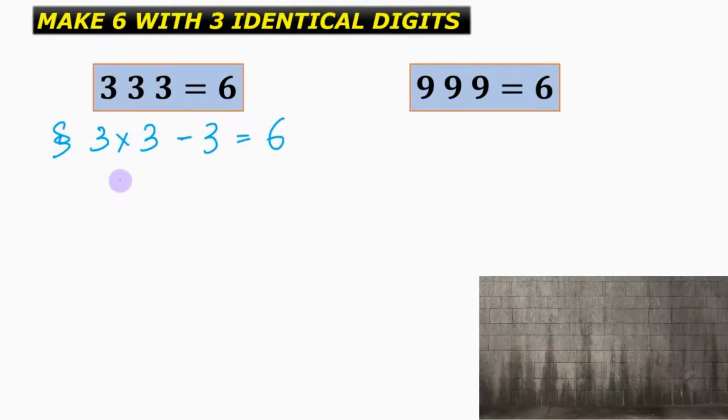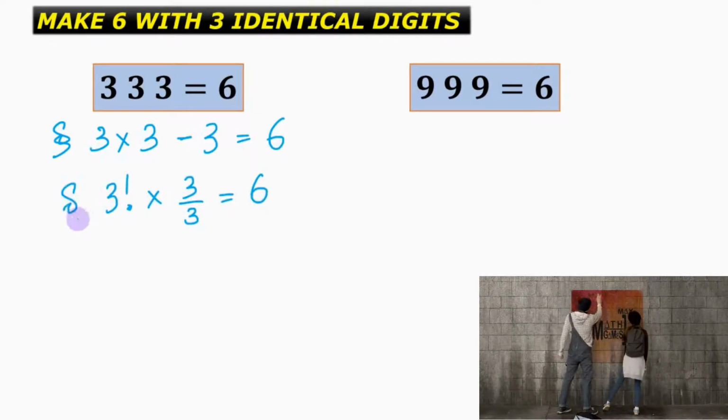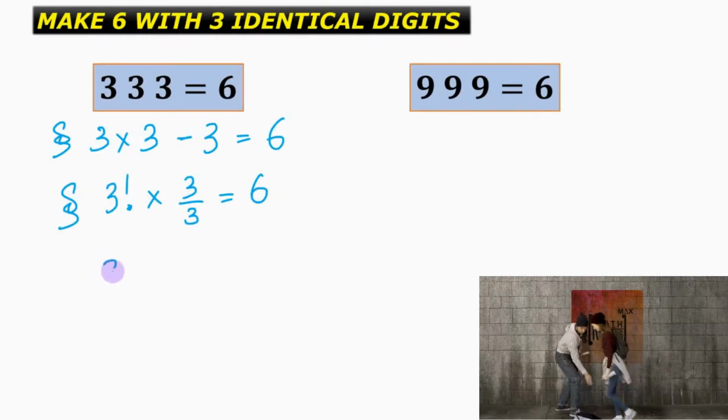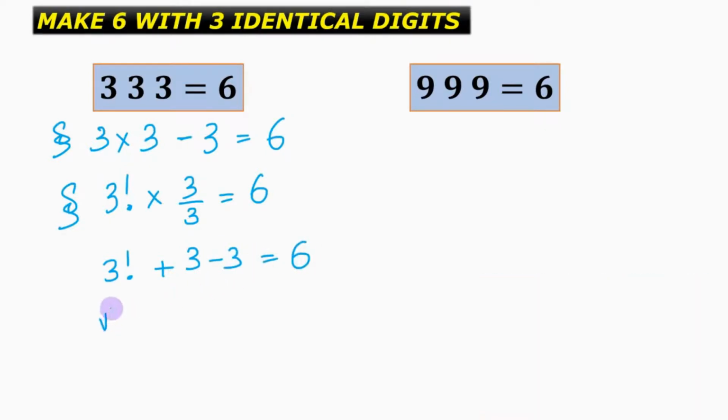The second solution, as we told you earlier, 3 factorial is equal to 6. So we can simply write it as 3 factorial into 3 divided by 3 is equal to 6, and this is solution number 2. Now again 3 factorial plus 3 minus 3 will again be equal to 6, and lastly 3 into 3 under root, that is 9 under root, which is equal to 3, plus 3 is equal to 6. So these are the 4 solutions of this question.